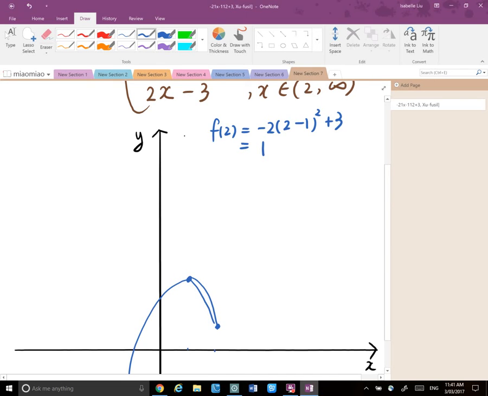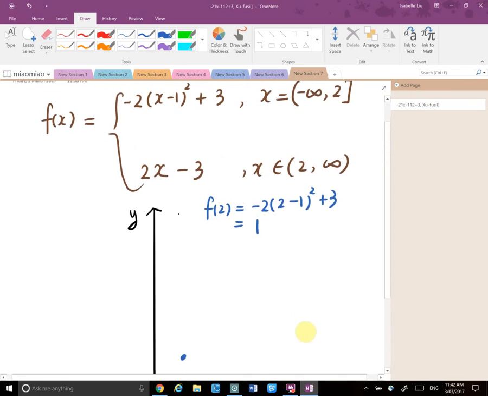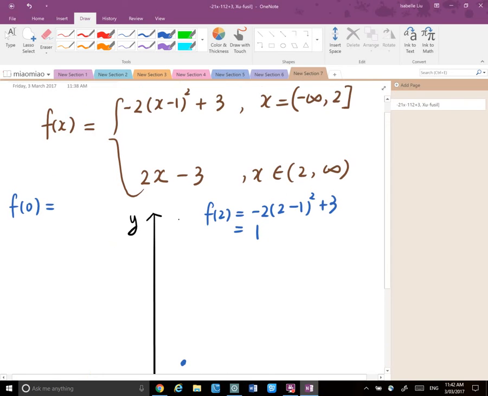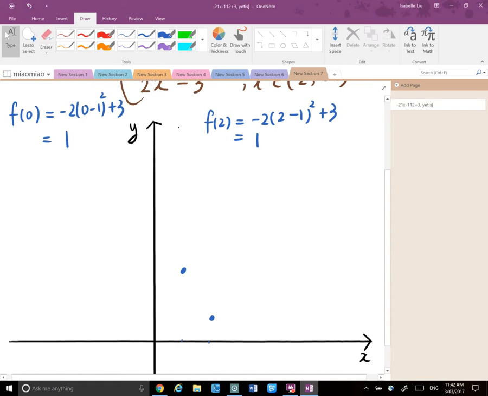Okay, so you will have y-intercept and x-intercept. So let's look for y-intercept first, which is f(0). So f(0) equals minus 2 times 0 minus 1 squared plus 3. And that gives you negative 1 squared is 1. 1 times negative 2 is negative 2 plus 3 is 1. So you have 0, 1 as well.